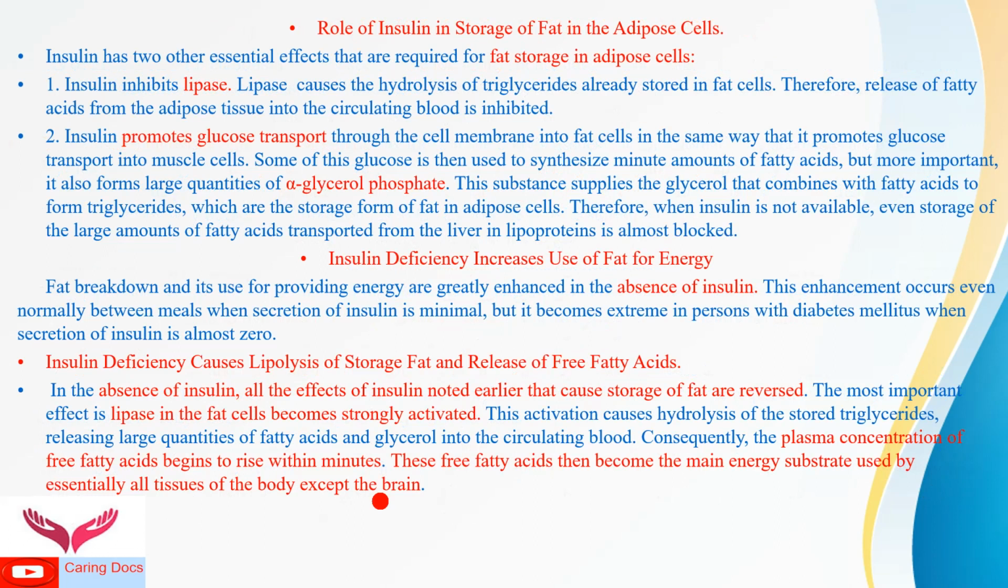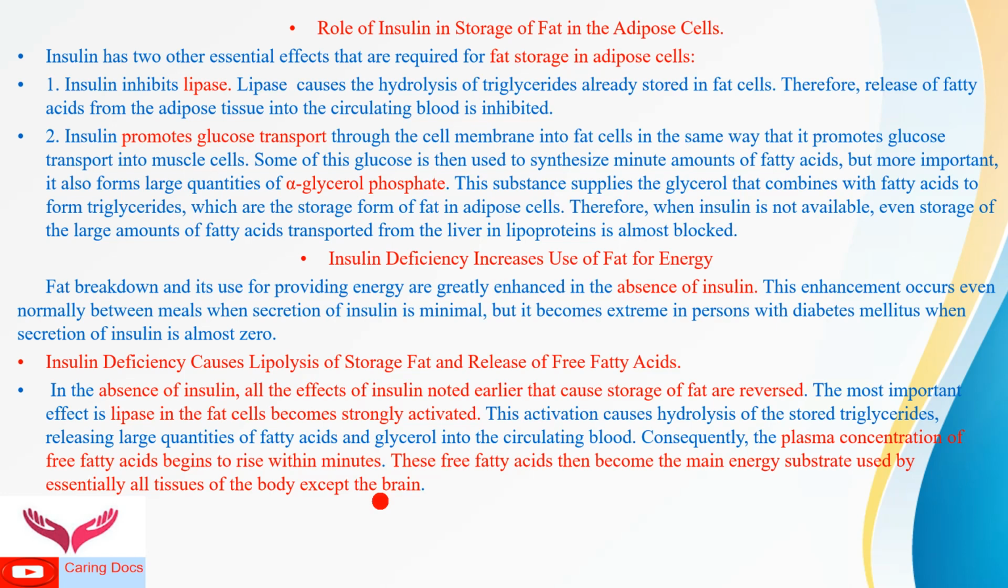So insulin has two essential effects in fat storage in adipose tissue. It inhibits the lipase enzymes. This lipase causes the hydrolysis of the triglyceride already stored in the fat cells. As it inhibits the lipase, the fatty acids will not be released from the adipose tissue once they are stored, if the insulin is present in a sufficient amount. Insulin also promotes glucose transport through the cell membrane of the fat cells in the same way as it promotes glucose transport into the muscle cells.